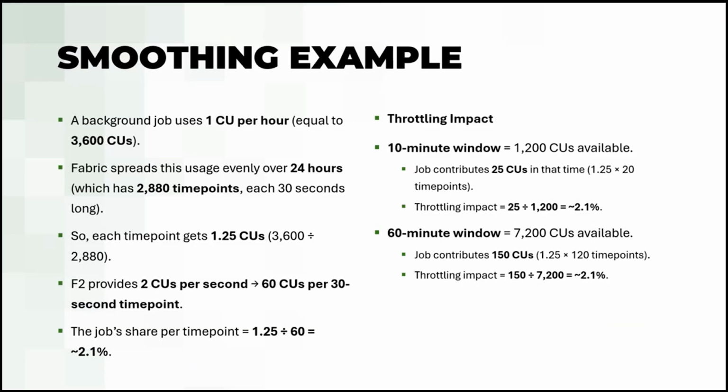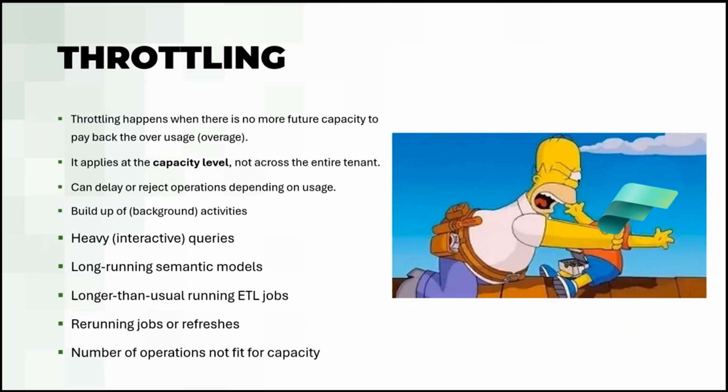If we're doing it over a 60-minute window, we've got 7,200 CUs, so the job contributes 150 CUs, and the impact is again 2.1%. Spreading it further, the throttling, I don't really think is needed in that image.